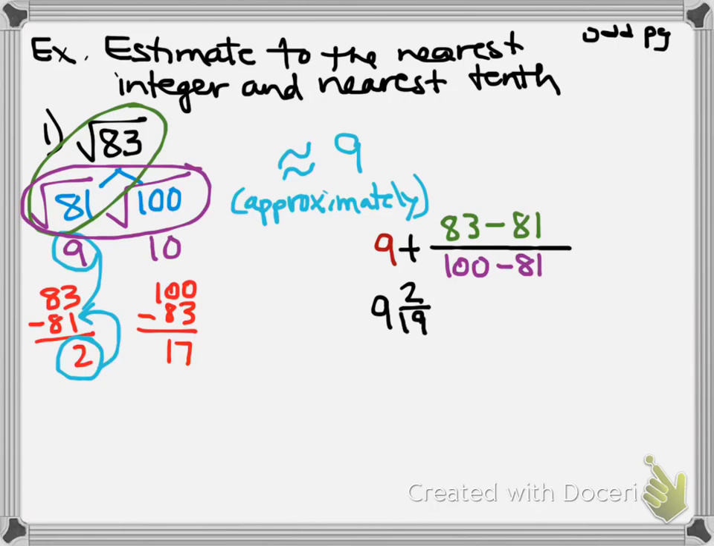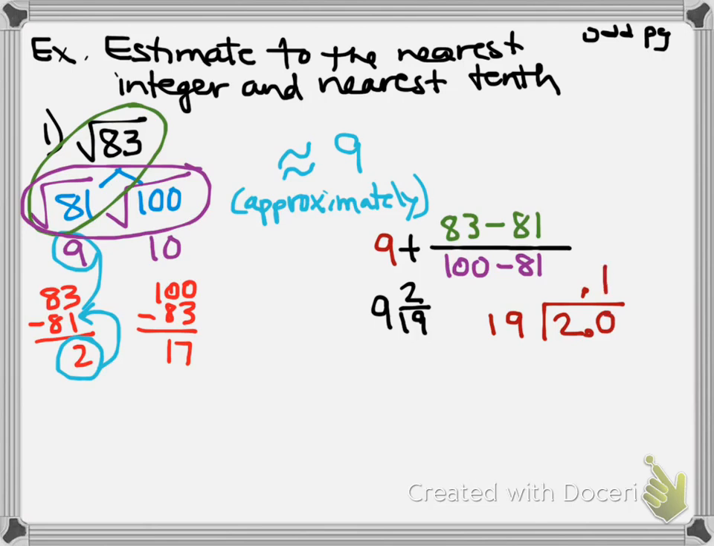83 take away 81 is 2. 100 take away 81 is 19. Is that rounded to the nearest tenth? No, it's a fraction. So how do I get a fraction to become a decimal? I'm going to do division. So that's what we get to do next. And we're just going to worry about the fraction part because we already know my answer has a 9 in it. So we're going to put in a decimal point, add a 0, and then start dividing.